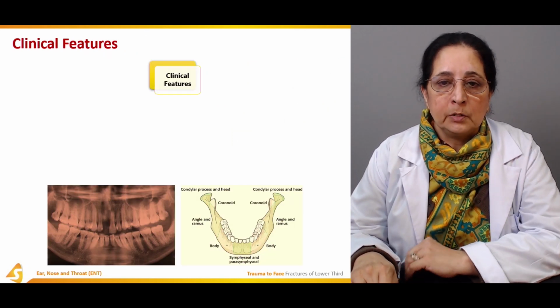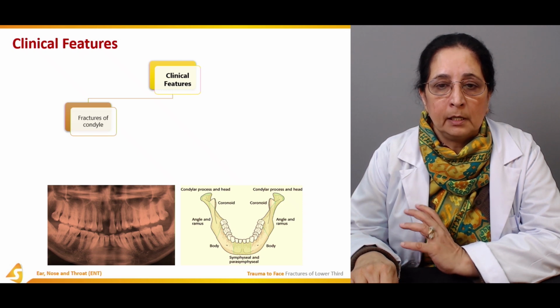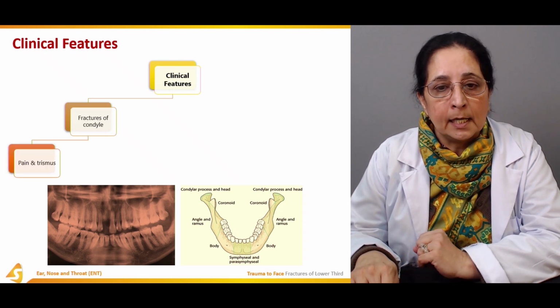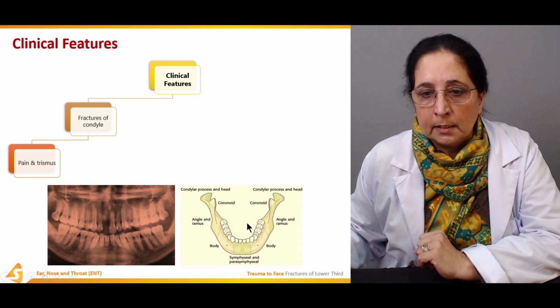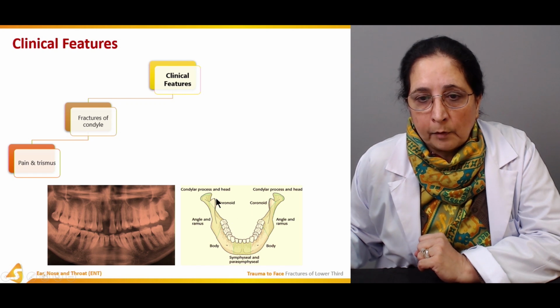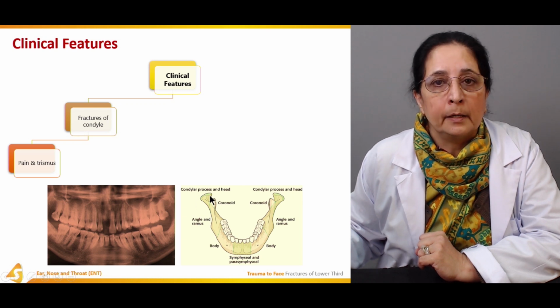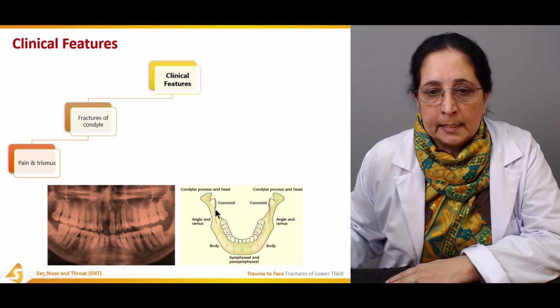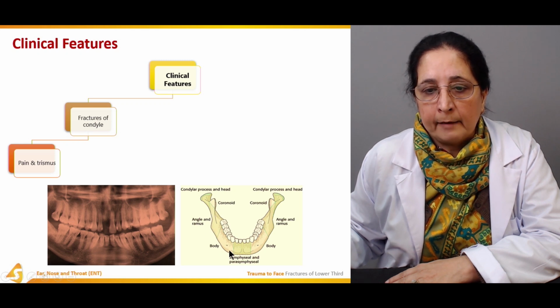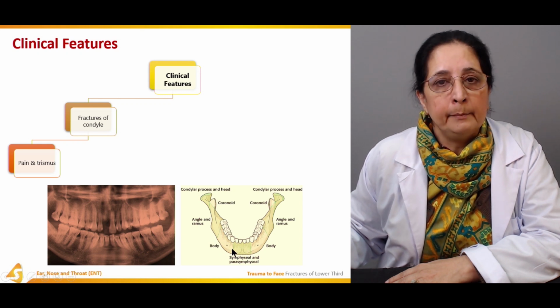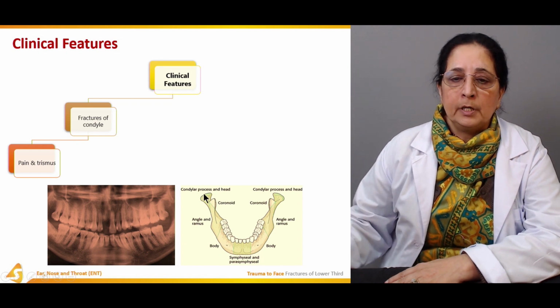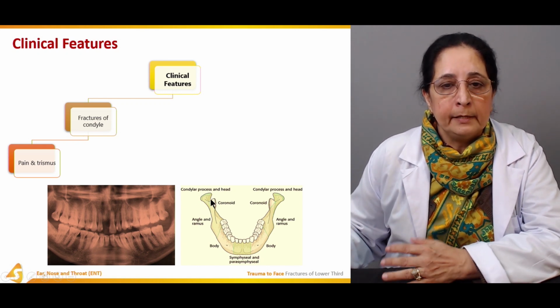Clinical features associated with the fractures, clinical fracture of the condyle, usually there is pain, and here if you see, this is the condylar process here. This is the condyle portion of the mandible. This is the angle and ramus of the mandibular bone. Then we have the body of mandible, and this is the symphysis of the mandible. So condylar portion is most commonly involved in the fracture.